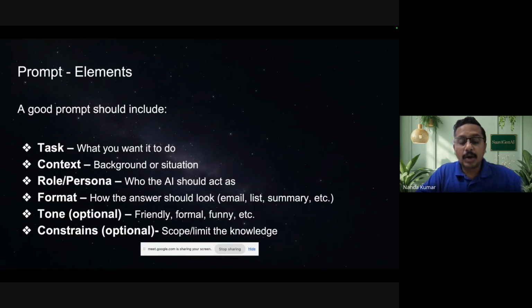So the task is one thing that you are asking the LLM to do, and the context is also very important, the situation in which you need the task to be executed. Likewise, there is one more very critical element called role or persona. You tell the LLM to fulfill your task, but from whose perspective? Okay.